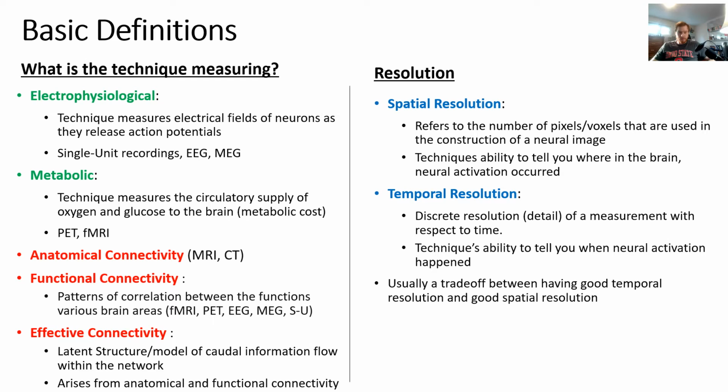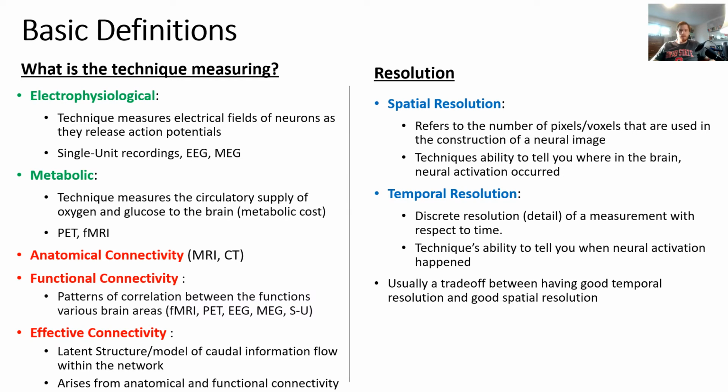There's also a differentiation between anatomical, functional, and effective connectivity. Anatomical connectivity is more so measuring the anatomy of the brain, and these can be MRIs or CT scans. Functional connectivity is more so measuring the patterns of correlation between the functions of various brain areas, and these are fMRIs, PET scans, EEGs, MEGs, and single unit recordings. And then there's effective connectivity, which is the latent structural model of a causal information flow within the network, and these arise from the combination of anatomical and functional connectivity.